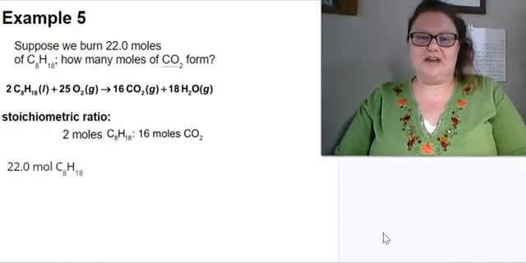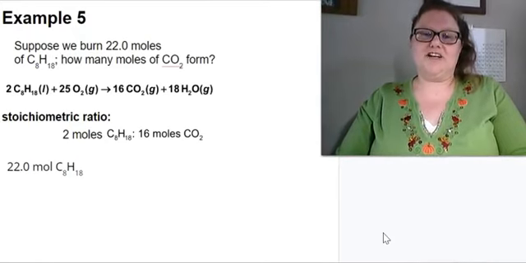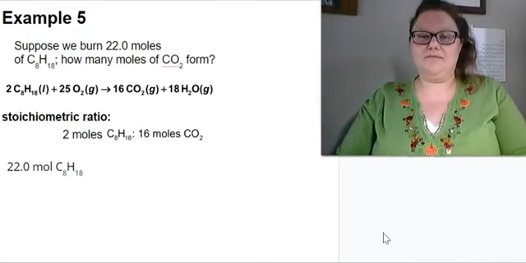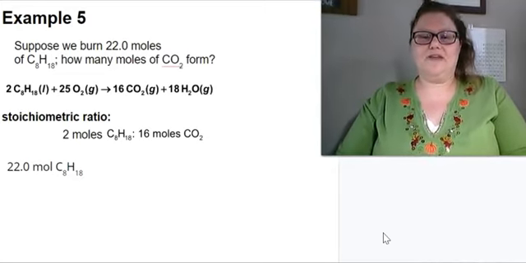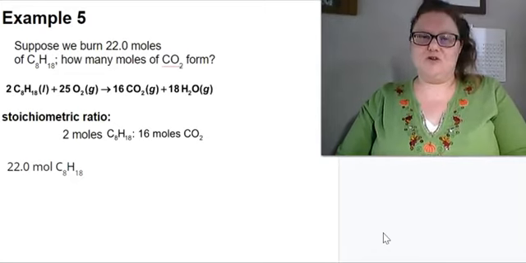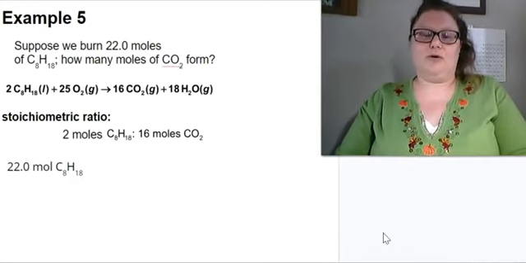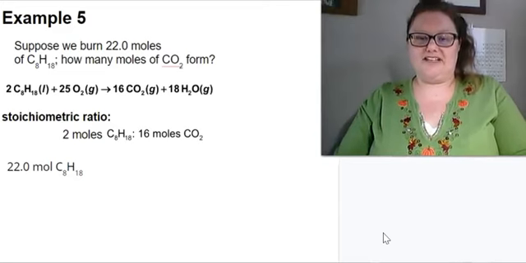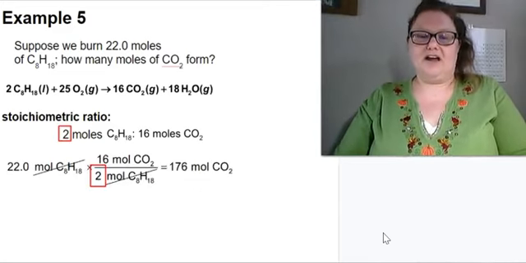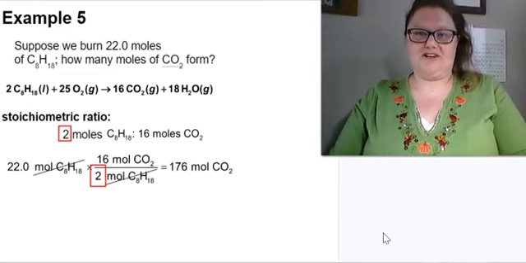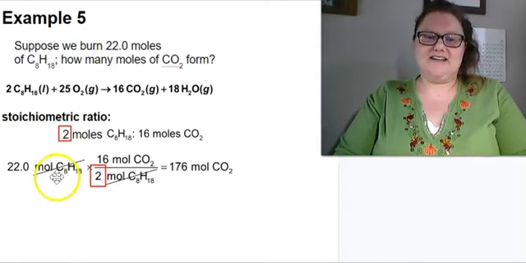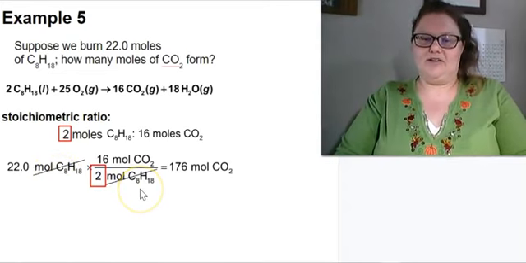We have our octane equation. Suppose we burn 22.0 moles of octane. How many moles of carbon dioxide will form? We can answer this. We know that the ratio is for every 2 moles of octane, there are 16 moles of carbon dioxide. So again, we're going to start with what's given. In this problem, we were given 22.0 moles of octane. Next, we're going to write a conversion factor, which is the stoichiometric mole-to-mole ratio. We want octane to cancel, so it has to be on the bottom.